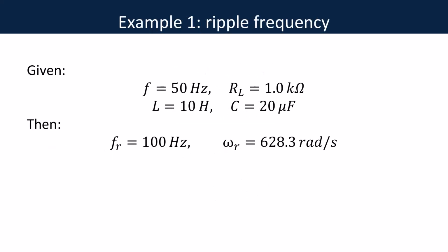In the first example, a 50 Hz full-wave rectifier supplies a 1 kΩ load through an LC filter having 10 henries and 20 microfarads. Because the rectifier is full-wave, the ripple frequency is 100 Hz. Multiplying by 2 pi gives an angular ripple frequency of approximately 628.3 radians per second. Establishing the correct ripple frequency is essential.